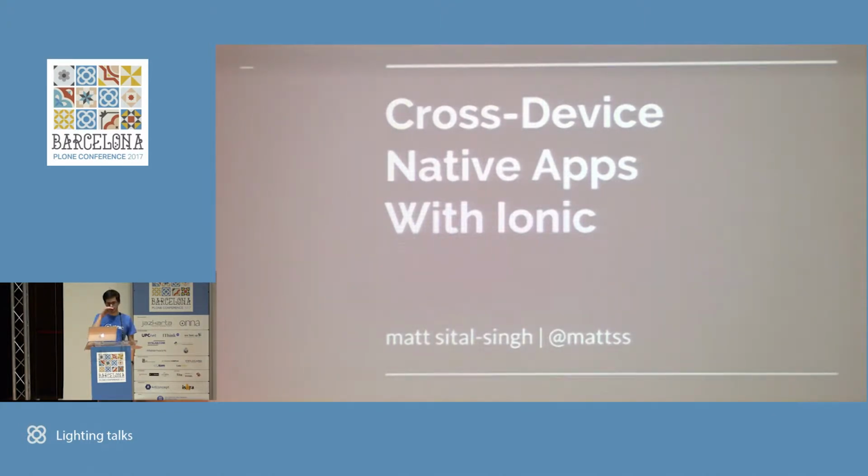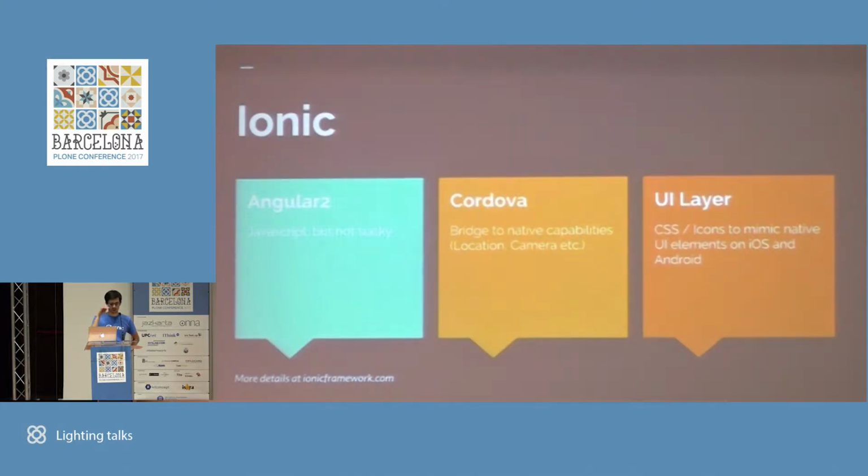But we've been using it to actually deploy web apps to the device and take advantage of the native stuff on there. So a quick primer: Ionic is basically Angular 2, which has been talked about lots already here, and Cordova, which is a bridge to the native capabilities of the mobile device. And then they've spent a lot of time on the UI layer, basically making styles that mimic the built-in styles so that you can very easily build a mobile app that looks like it fits on the variety of platforms that you're building it for.